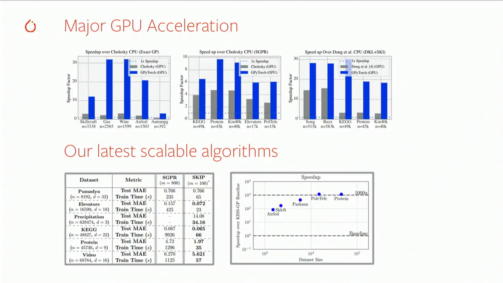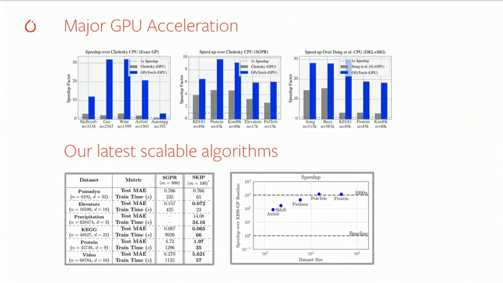But we also use these kind of insights and these MVM-based ideas to get even faster methods. So for example, we recently published a paper at AI Stats where now on these very large data sets like protein here, you can actually train in 30 seconds instead of maybe 20 minutes, for example.